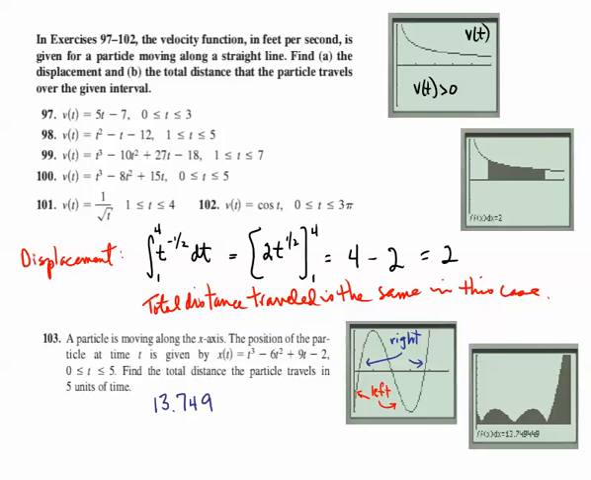Displacement is simply the integral, and it's not asked for in this particular question, but it would just be the integral from 0 to 5, and the negative areas would cancel out with positive areas, and we would end up with a net change either to the left or to the right with respect to our starting position. When we're doing total distance traveled, we're treating everything, whether it's to the left or to the right, as distance traveled, and we're adding up the absolute values of the distances traveled in either direction to get our total distance traveled, which in this case would be 13.749 units.